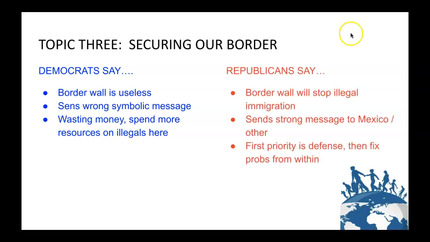Republicans, on the other hand, believe that the border wall will stop illegal immigration and send a strong message to Mexico and other countries that we are very serious about our immigration policies. If you want to come here legally, there's a right way to do so, and here's a wall which signifies and designates that. Republicans believe that the wall is necessary because our first priority is defending ourselves from the influx of illegal immigrants coming into the country. If we defend ourselves first and then fix the problems that we have from within, that really ought to be our focus and goal.